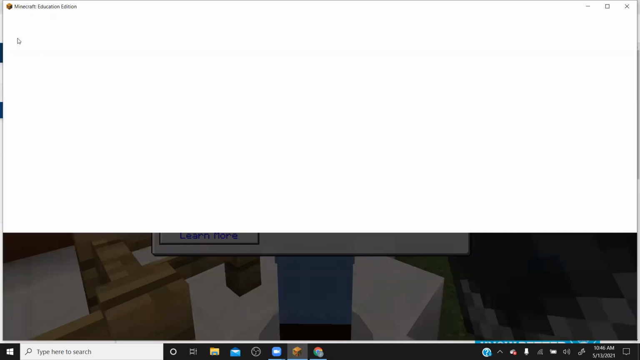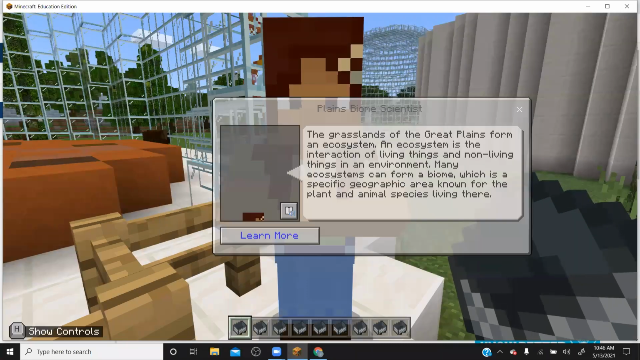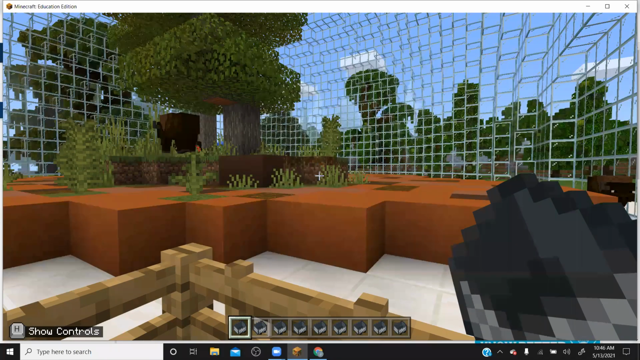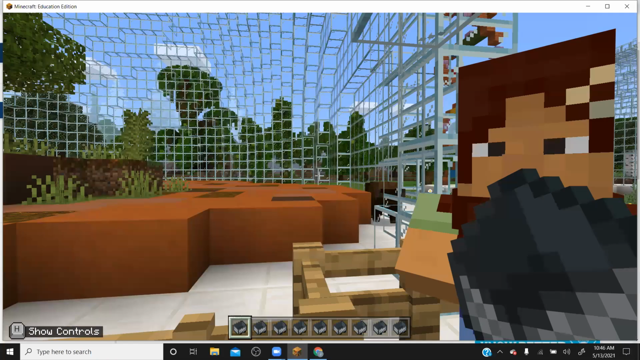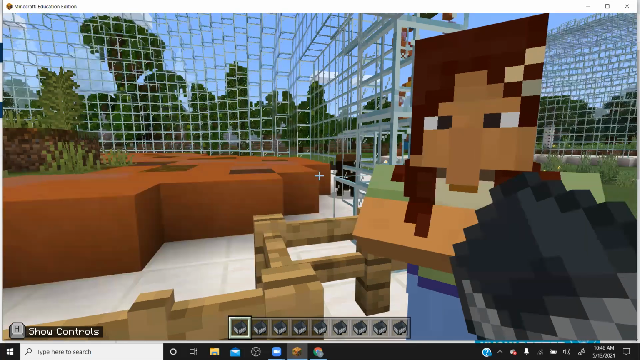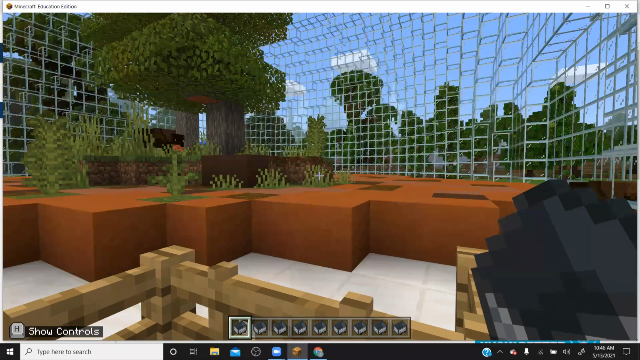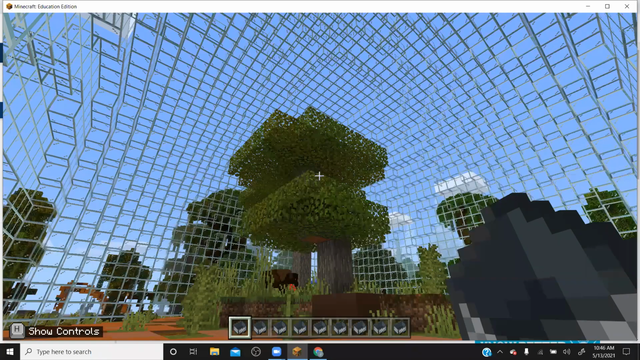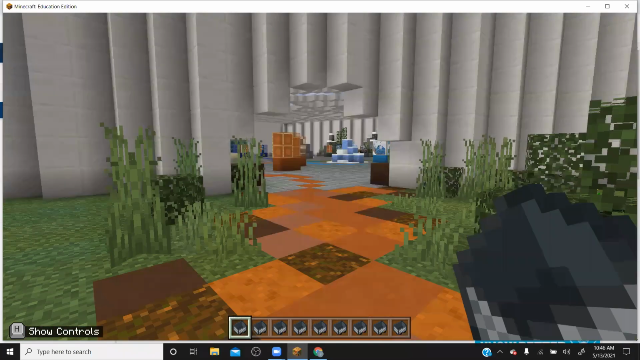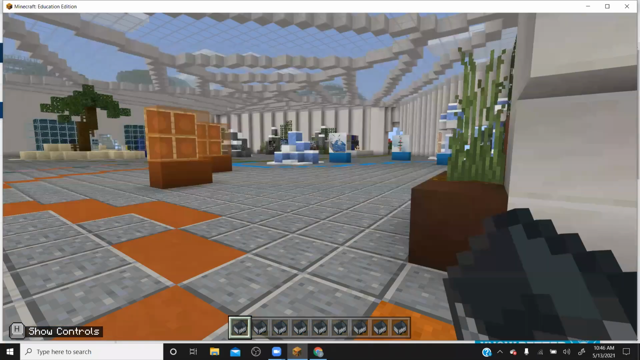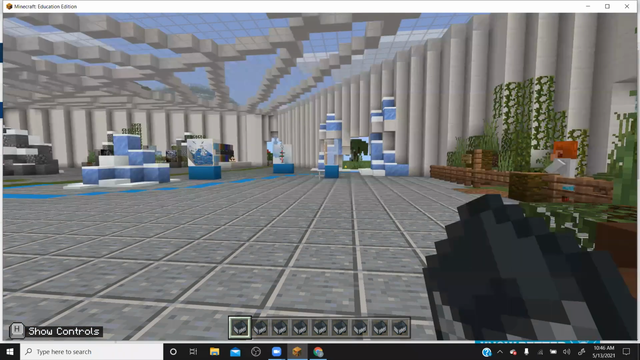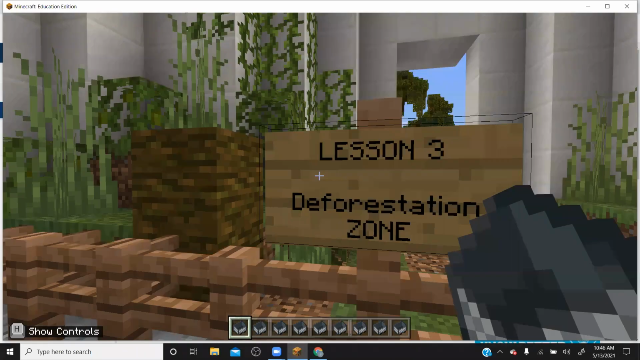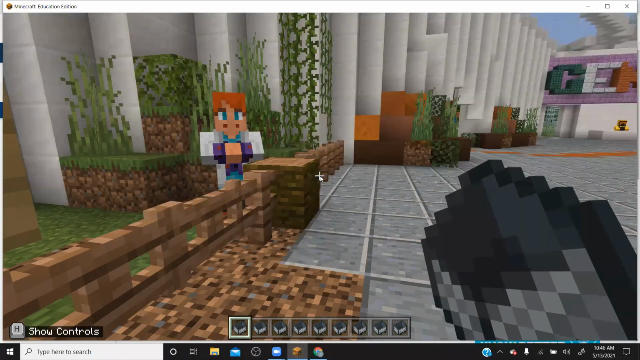So we're going to take a look real quick at these bison. This is really neat. They used to roam the plains, there were a ton of bison. And I like this habitat they've created for them. Oh, there we go again, throwing out my cards. All right. I think we've got one more to look at, maybe two more, before we talk about the deforestation zone.